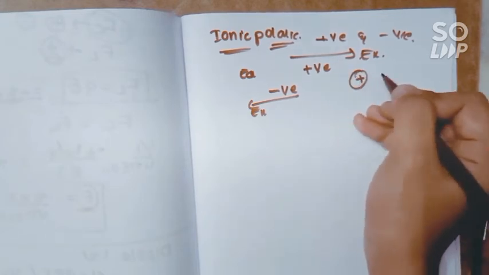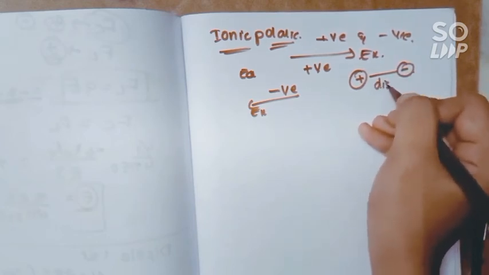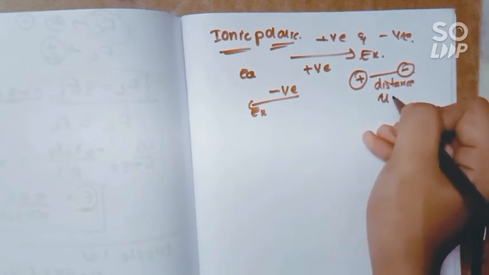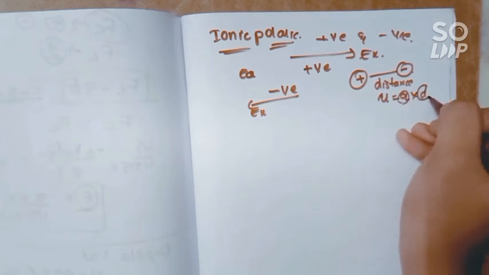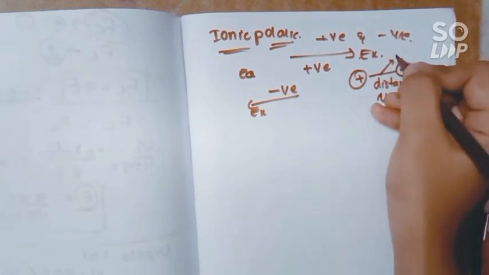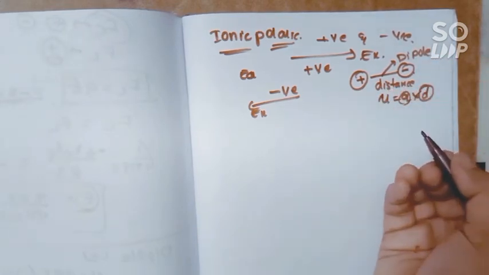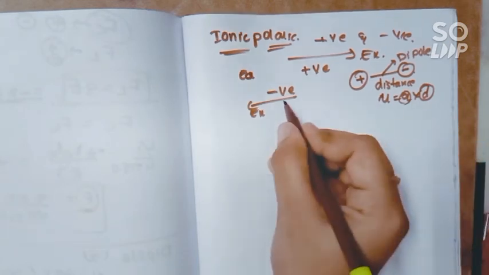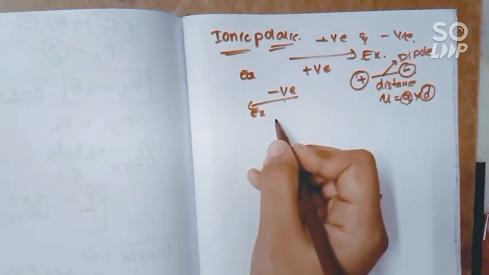Why are dipoles produced? Now the positive ion and negative ion are separated by some distance, so here is the dipole distance, where we know that dipole moment equals q into d. When some charges are separated by some distance, dipoles are produced. Here dipoles are produced in the presence of an external electric field by separation of the positive ion along the electric field direction and the negative ion opposite to the electric field direction. This is called ionic polarization.